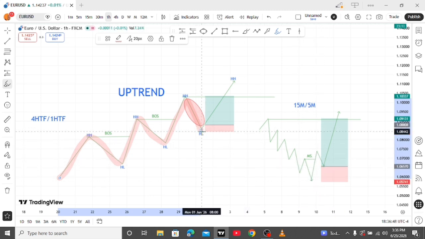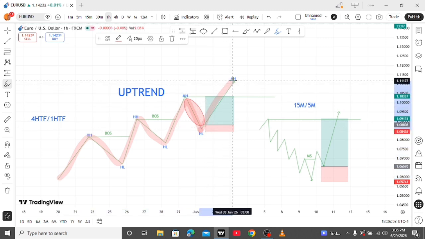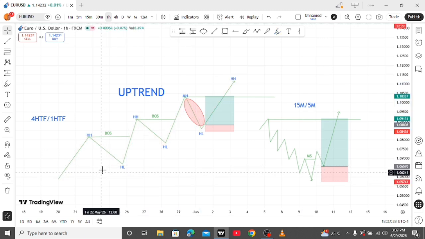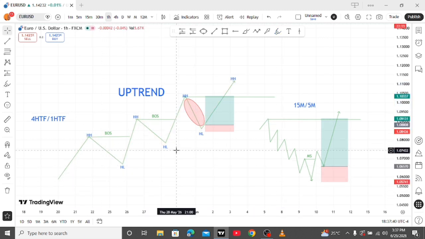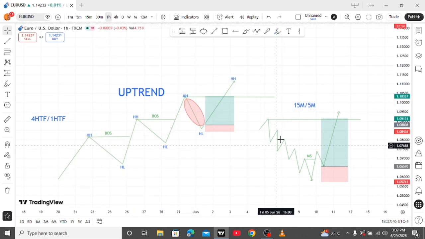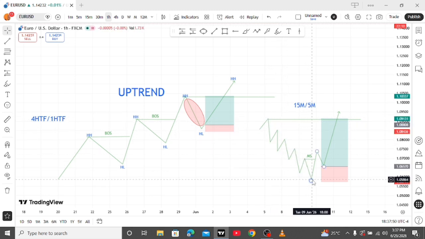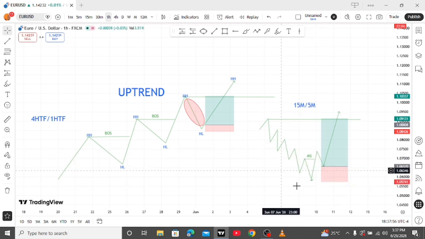and market went higher straight to our take profit, creating a new higher high. So the very thing you should know is that when the market is in an uptrend, we wait for the smaller time frame to finish its retracement, and when we see a market shift, this means the market is about to change direction. So this is where we entered a long position.